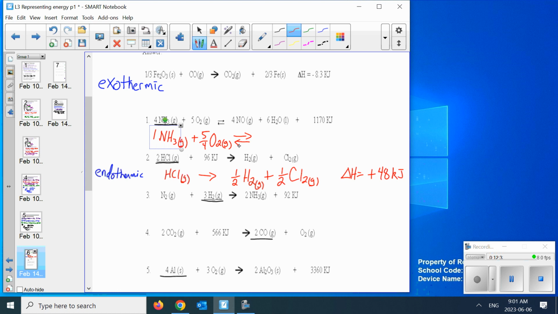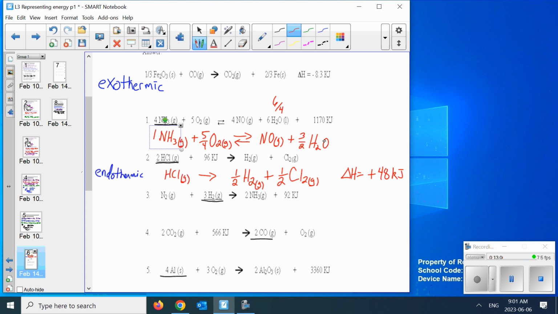This is the same. NO, nitrogen monoxide. There are 4 of them, so 4 divided by 4 is 1. I'm not going to write the 1 down. 6 divided by 4 for H2O. You recognize that 6 out of 4 is a fraction that you can reduce, dividing by 2 each. That's 3 out of 2, 3 halves. If you put 6 out of 4, I'm not too upset.